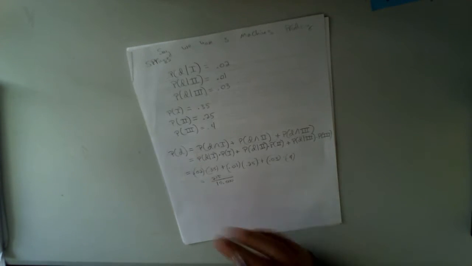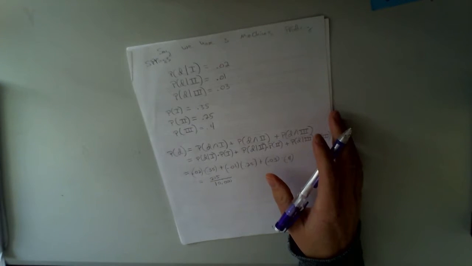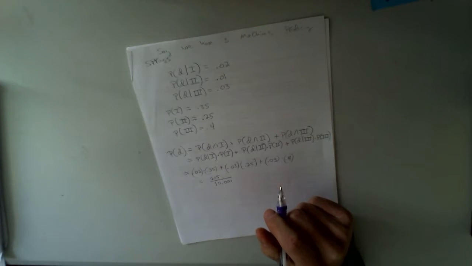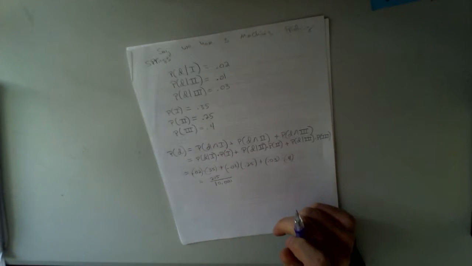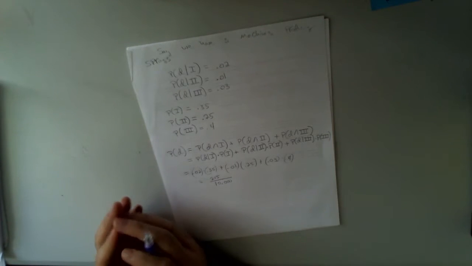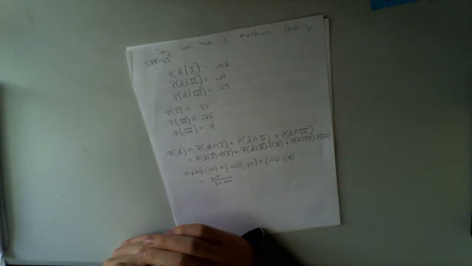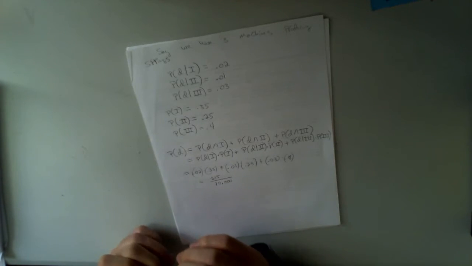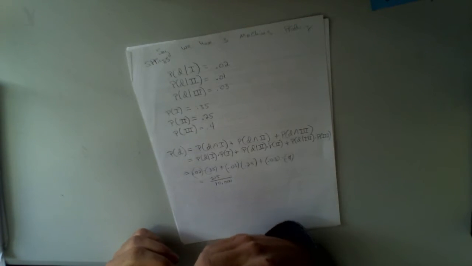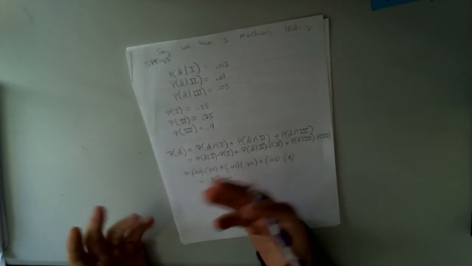So we haven't used Bayes' theorem yet. All we've used so far is the law of total probability. That if we have some mutually exclusive and exhaustive events, and then we have some other event, we can describe that other event with respect to that mutually exclusive and exhaustive set of events.